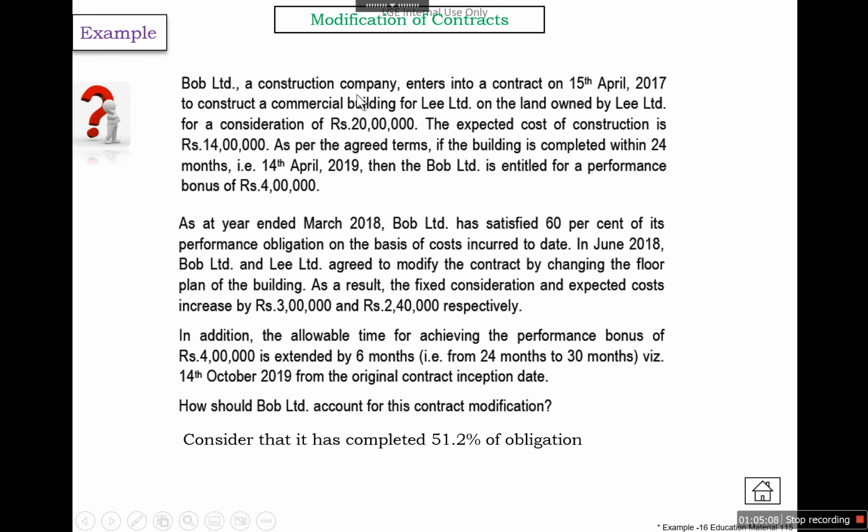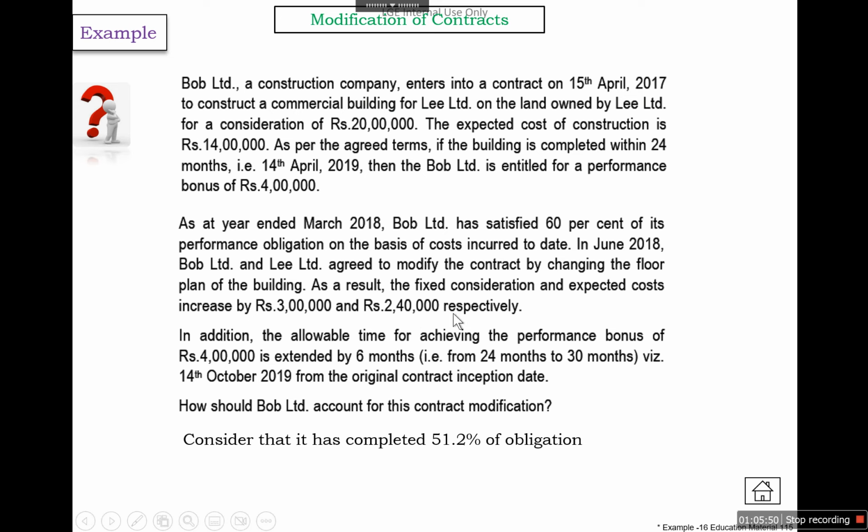Next is Bob Limited, a construction company, which enters into a contract on 15th April 2017 to construct a commercial building for Lee Limited on land owned by Lee Limited for a consideration of 20 lakhs. The expected cost of construction is 14 lakhs. As per the agreed terms, if the building is completed within 24 months, that is by 2019, Bob Limited is entitled to a performance bonus of 4 lakhs at year end. Bob Limited has satisfied 60% of the performance obligation on the basis of cost incurred. In June 18, Bob Limited and Lee Limited agreed to modify the contract by changing the floor plan of the building.